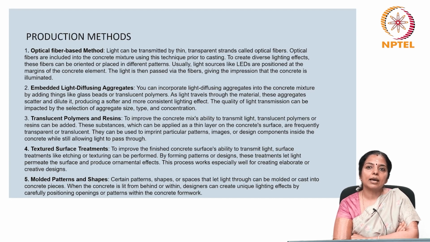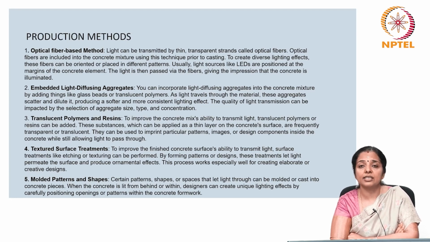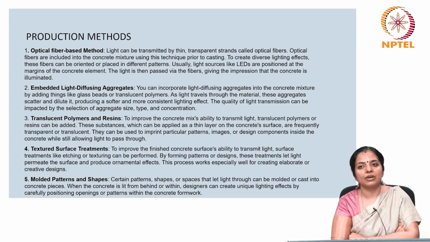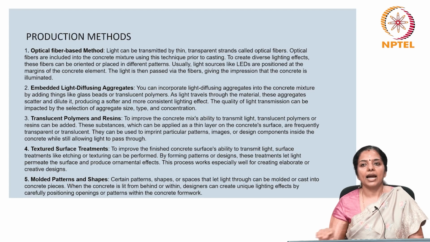The second is embedded light diffusing aggregates. You can incorporate light diffusing aggregates into the concrete mixture by adding things like glass beads or translucent polymers. As light travels through the material, these aggregates scatter and dilute it, producing a softer and more consistent lighting effect. The quality of light transmission can be impacted by the selection of aggregate size, type and concentration.